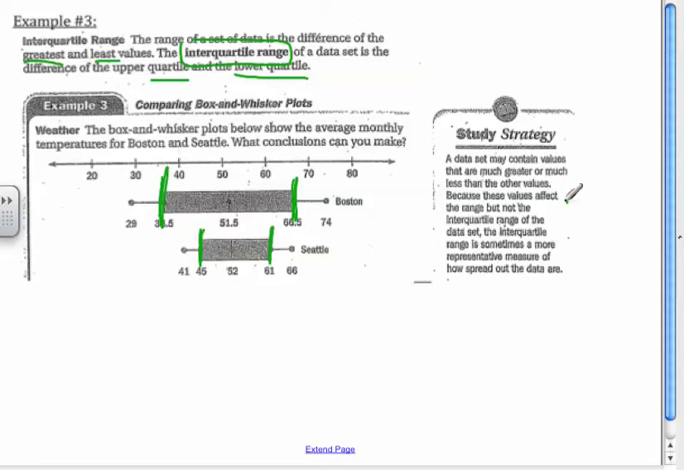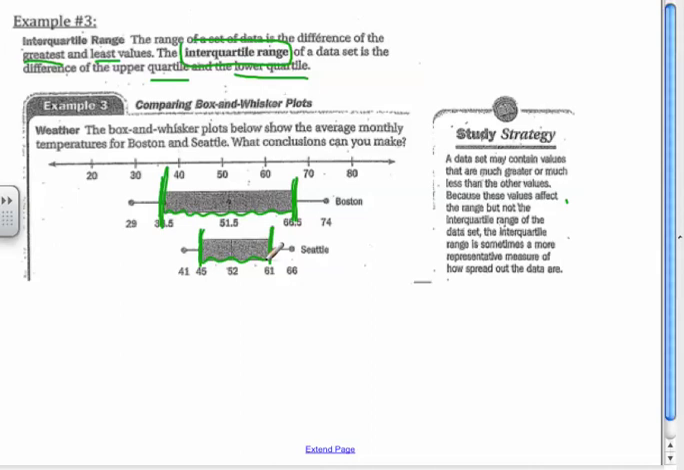Now let's look over here for just a minute. It says study strategy. A data set may contain values that are much greater or much less than the other values. Because these values affect the range but not the interquartile range, that means not this one right here, okay, of the data set, the interquartile range is sometimes more representative measure of how spread out the data are.